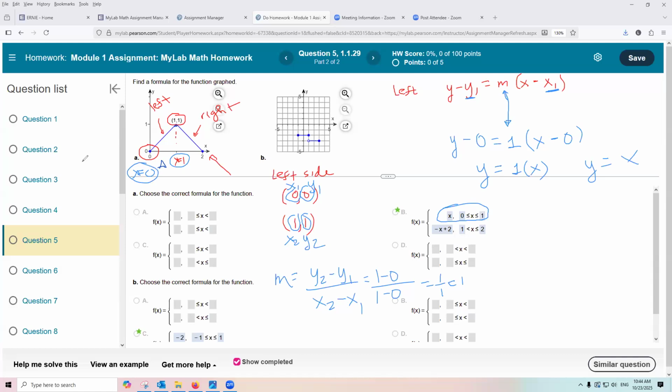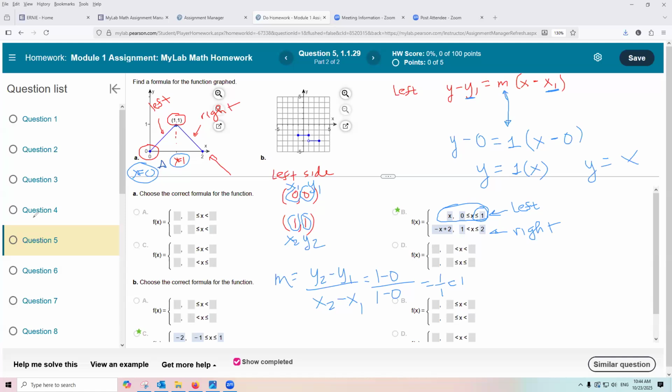Now, what MyLab wants you to do is take that value x equal 1 and associate it with either the left side or the right side graph. That's up to you. In this example, they're making x equal 1 be part of this left side graph. So notice it says x less than or equal to 1 there. All right, so we took care of the left side.